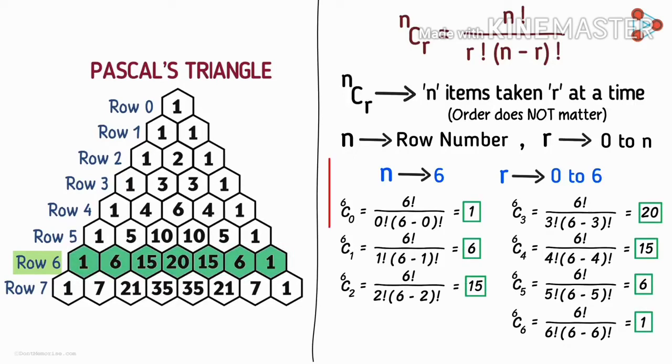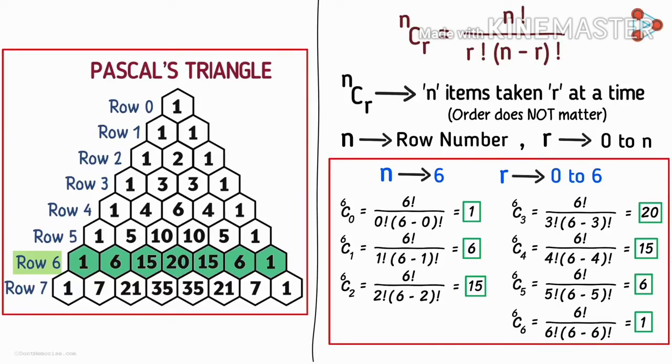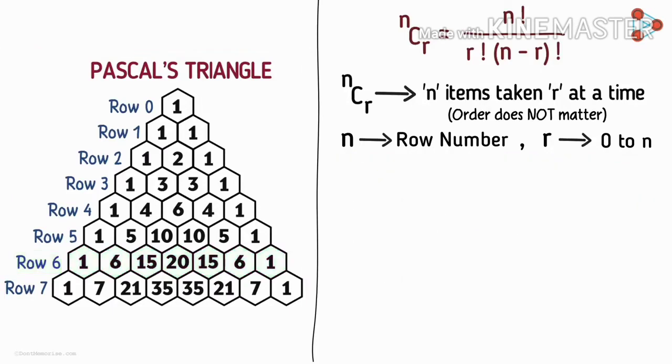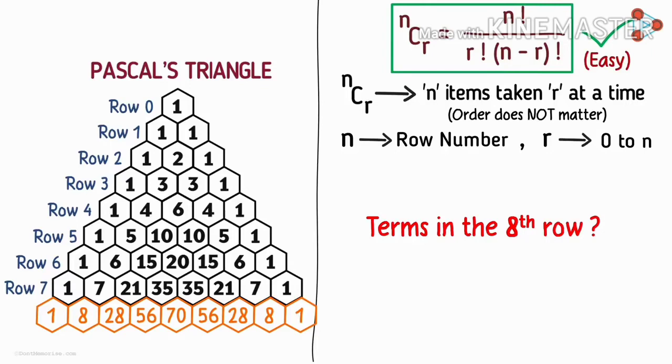But why do we use combinations when we can draw the Pascal's triangle and get the values? Think about it. Now let's assume we have to find the terms in the eighth row. Will we draw the Pascal's triangle up to the eighth row? Or will we simply use combinations and get each number? Yes, we will use combinations. Using combinations will make our work much simpler.